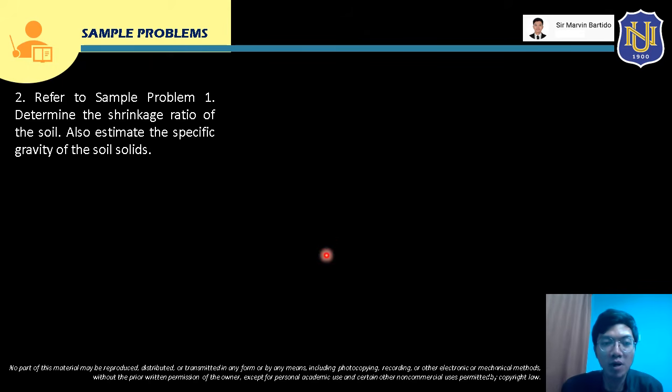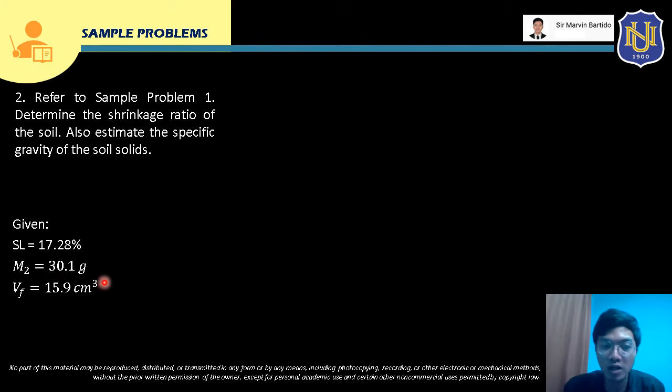Now for sample problem number 2, refer to sample problem number 1. Determine the shrinkage ratio of the soil. Also estimate the specific gravity of the soil solid. So from sample problem number 1, class, na-solve na natin yung shrinkage limit. Yan ay 17.28%. So kakailanganin din natin yung mass ng dry soil, which is 30.1 grams, and yung volume ng dry soil, which is 15.9 centimeter cube.